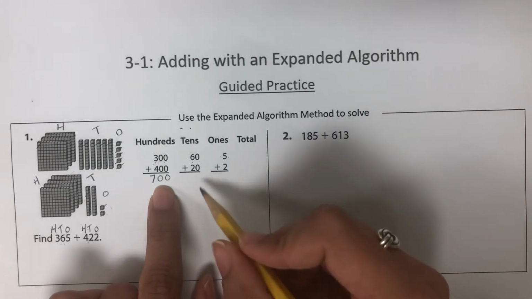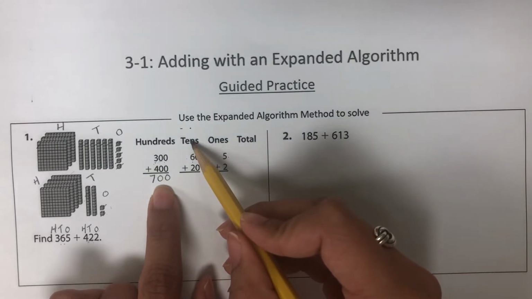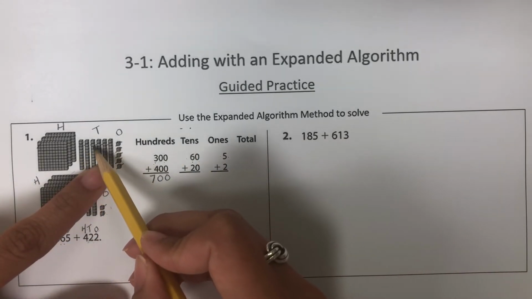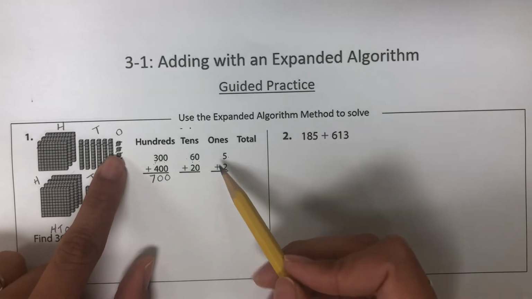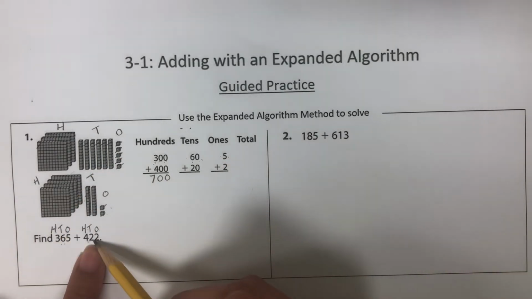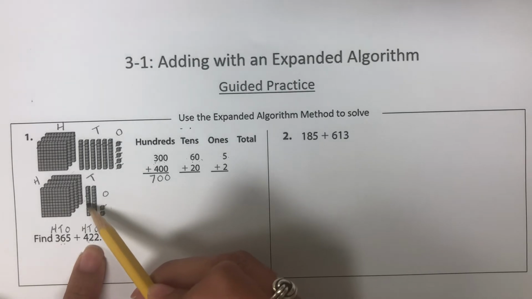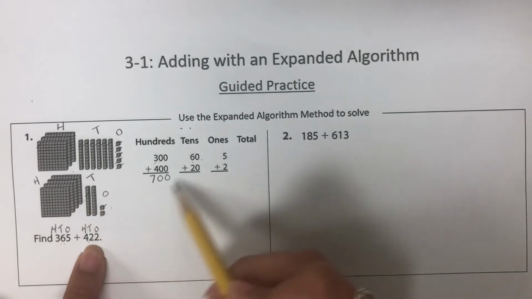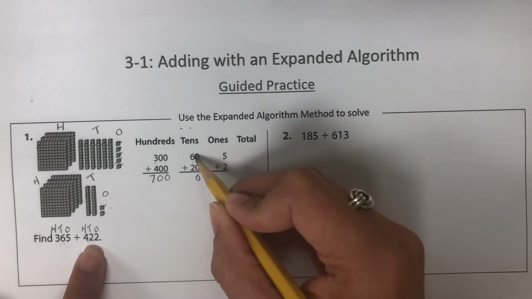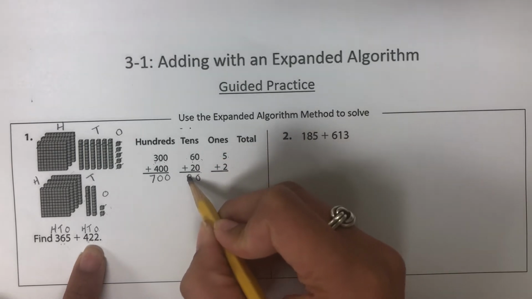Now we're going to do the same thing for the tens. Up here I have 6 rods, 1, 2, 3, 4, 5, 6. The value of 6 rods is 60. In my second number, I have a 2 in the tens place, 2 rods. The value of 2 rods is 20. 0 plus 0, 0, and 6 plus 2 is 8.